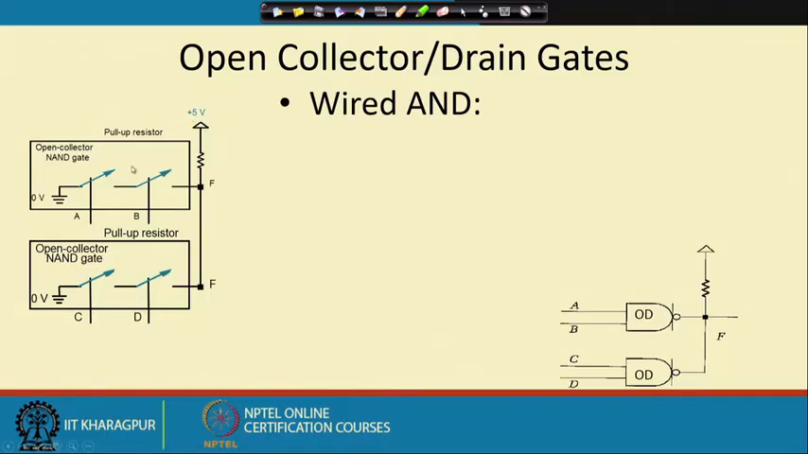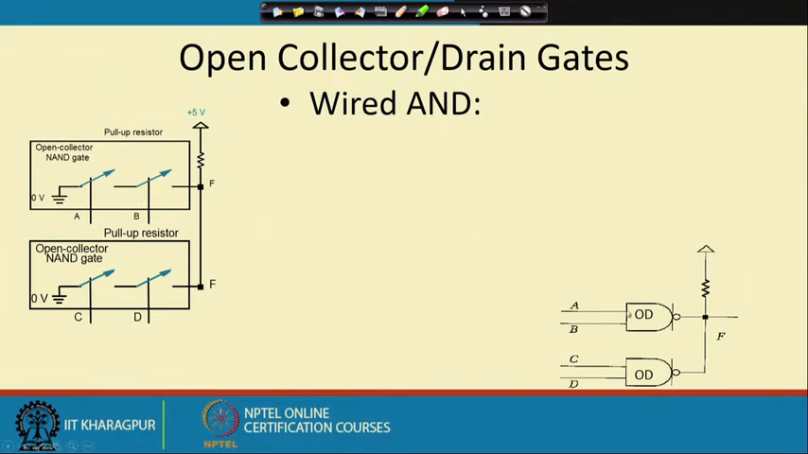So, this resistor and this supply are outside the chip. From inside the chip I am getting just these switches as open. So, this line is open, similarly this line is open, and by means of this external resistor and pull up, I am getting nearly 5 volt at this point. So, this is the advantage of this wired AND connection.